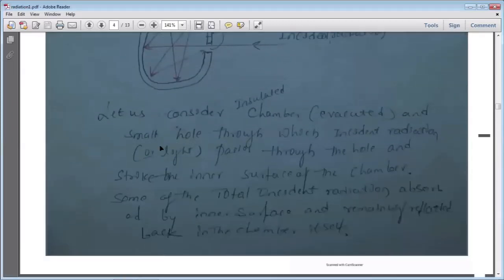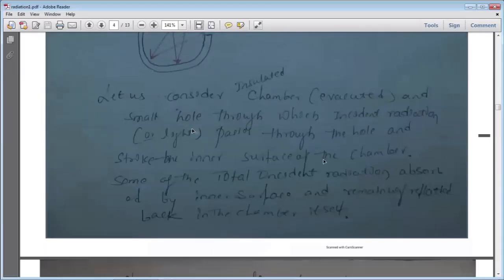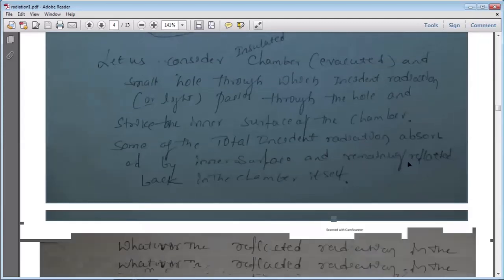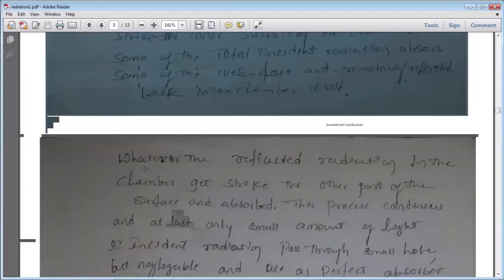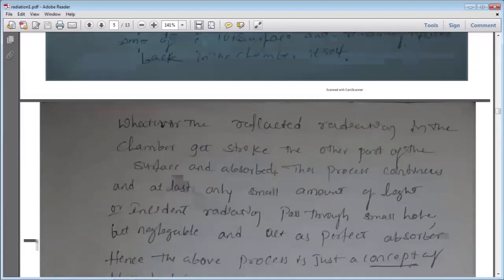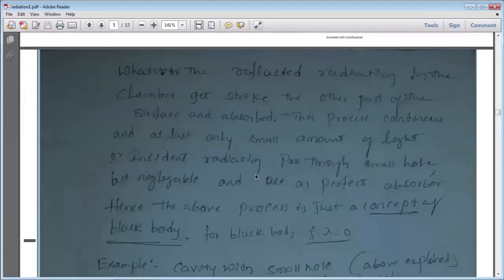There is a small hole through which incident radiation passes and strikes the inner surface of the chamber. Some of the total incident radiation is absorbed by the inner surface and the remainder is reflected back into the chamber itself. The reflected radiation in the chamber strikes the other part of the surface and is absorbed.